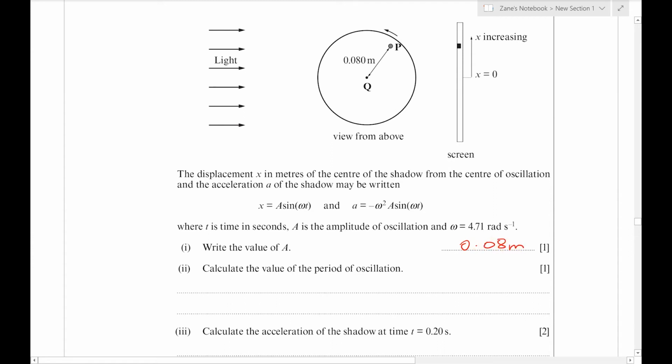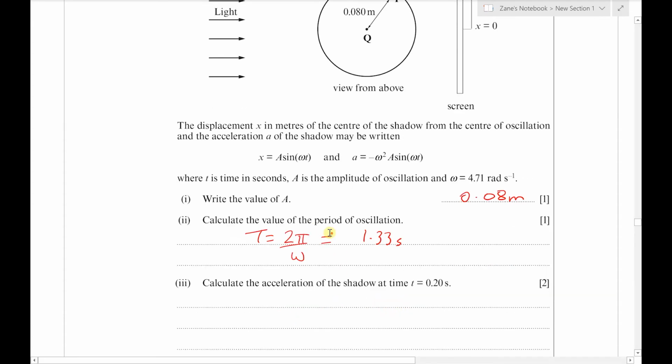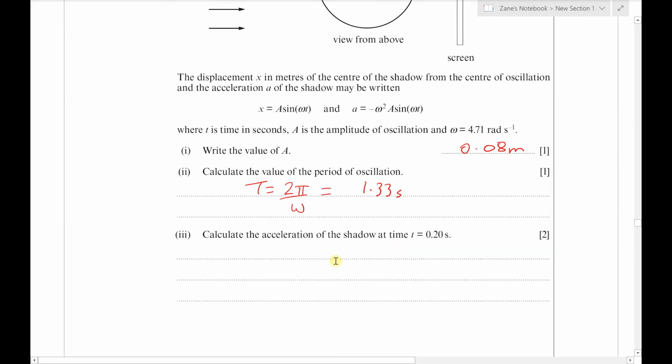Next, we have to calculate the value of the period of the oscillation. Well, there's a formula in the data book that T is 2 pi over omega, so we can just simply use that. And this again is why it's useful to have stored the number in a memory earlier. That gives us exactly 1.3 recurring, so let's call it 1.33 seconds. I should show the workings there for completeness, so 2 pi over 4.71.